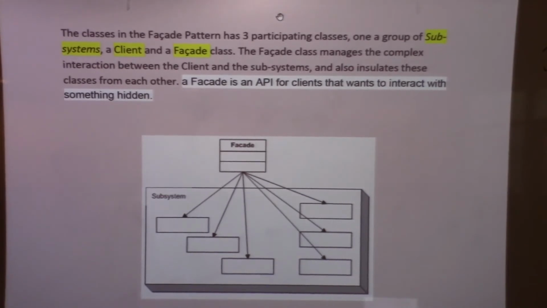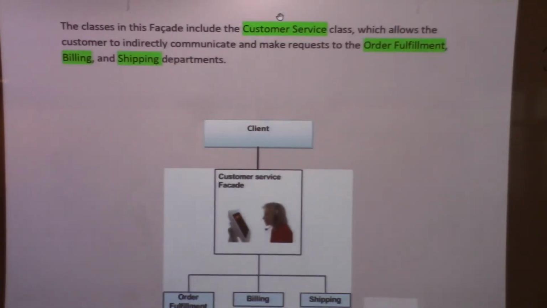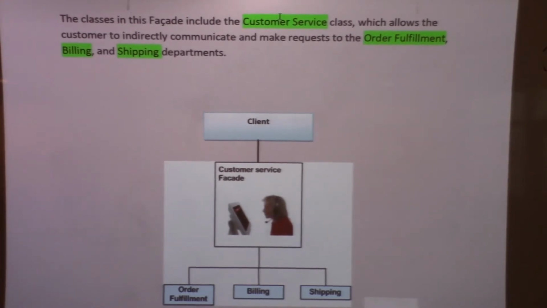A facade is an API. What's that mean? Application Program Interface. So it's an interface for clients that want to interact with something hidden. These are hidden, and the client wants to interact with them, but the facade is going to make that happen for us. The classes in this facade include customer service, which allows the client to indirectly communicate or make requests to the order, fulfillment, billing, and shipping departments. So you can see here is the facade, and this is order fulfillment, that's when you're going to fulfill your order. That's when you're going to have billing. That's when you're going to have shipping. And the facade is in between. It's what the client wants to use.